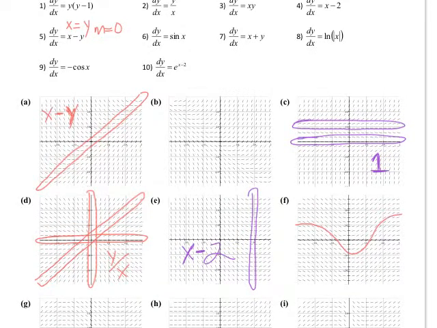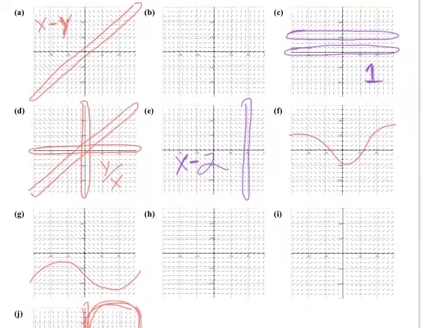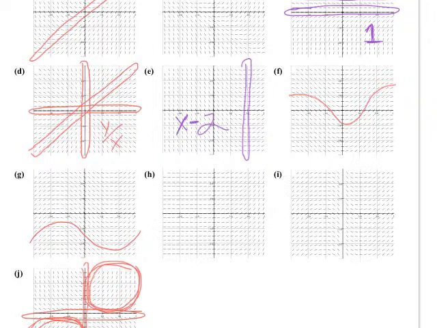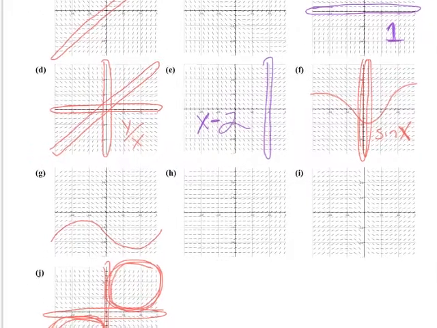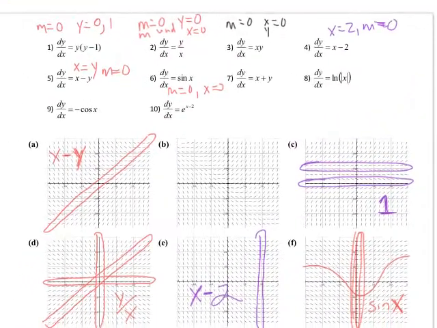Sine of x has a slope of 0 when x is 0. So we want a 0 slope on the line, and we see that occurring right here. Slope of 0 when x is 0. So this is our sine x, which probably means the other periodic one is G. Do we have any other periodic functions?